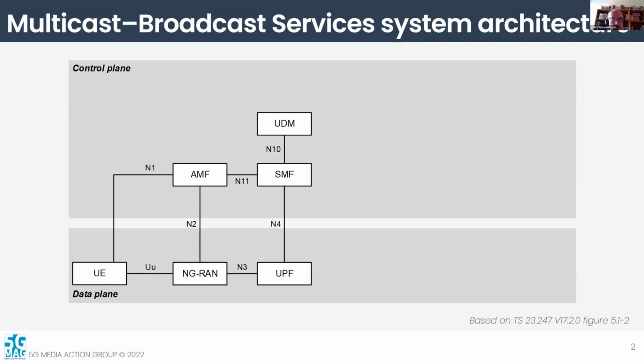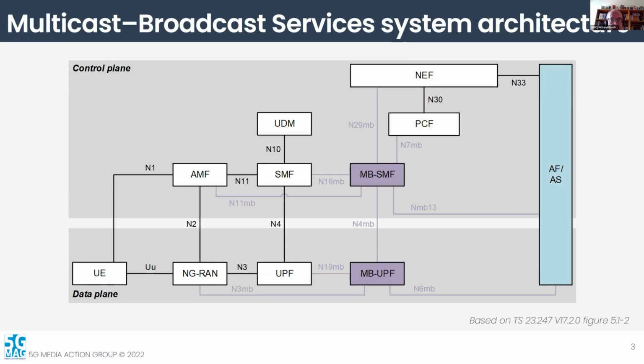And then in release 17, they decided to add multicast broadcast functions to that. And they defined a couple of new ones, which I've highlighted in purple here, a multicast broadcast service management function and a multicast broadcast user plane function. So the service management function is concerned with managing the allocation of resources to multicast in the system, whereas the user plane function is dedicated to dealing with the actual data packets and sending them.